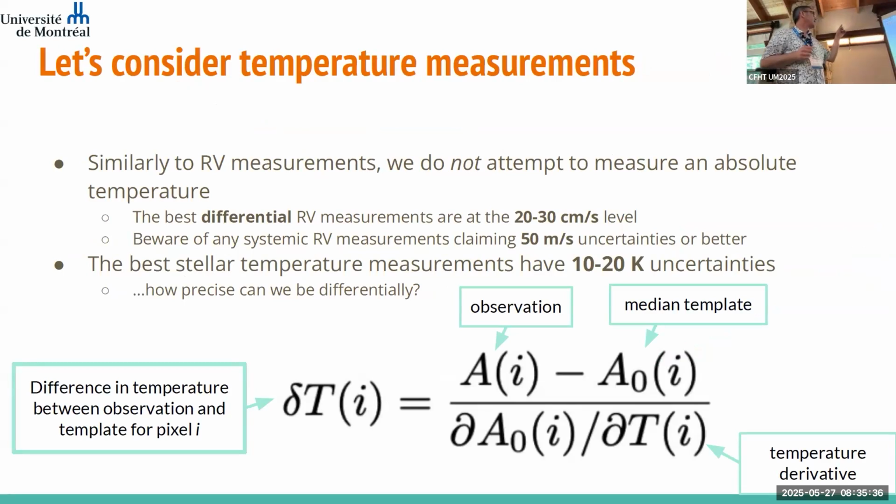The best differential RV measurements today are done in the optical, with tens of centimeters per second accuracy. Do not believe anyone that claims anything absolute in velocities in astronomy better than 50 meters per second. So there's a factor of easily 100 between an absolute and a differential measurement. And the very, very best stellar temperatures we can get have uncertainties at the 10 to 20 Kelvin level. How good can we get in differential temperatures?